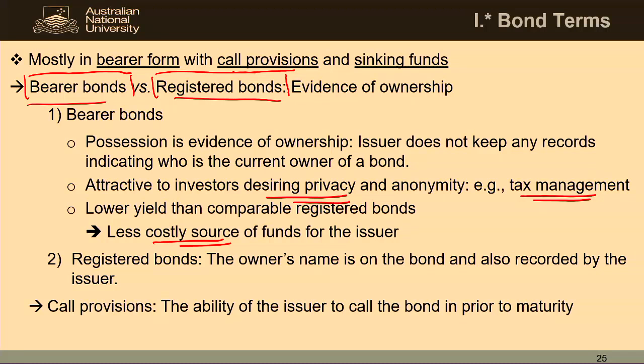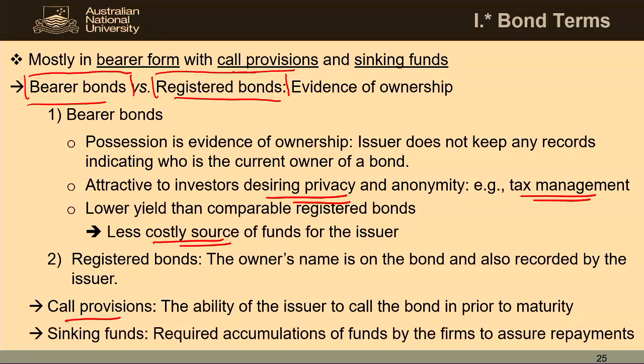And then we also have call provisions. So basically, these are additional provisions on the bond that allow the issuer to call the bond in prior to maturity. And then we have also sinking funds. Sinking funds are established by the fund where they put a pool of money in there to ensure, sort of like a collateral, that the interest payments and the principal repayments are going to be made. So those are the features of a typical Eurobond.